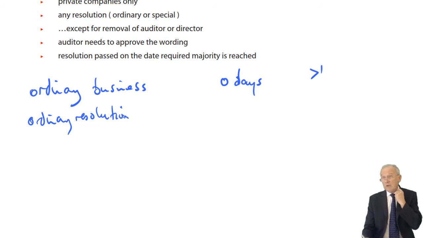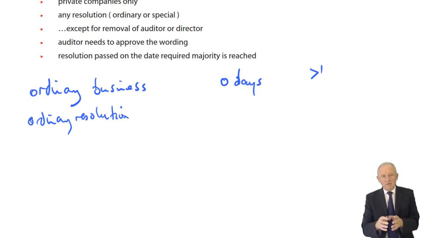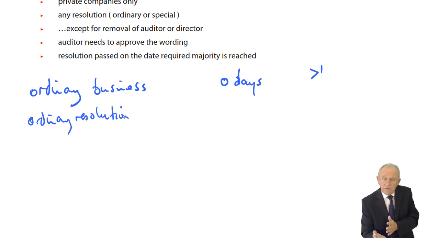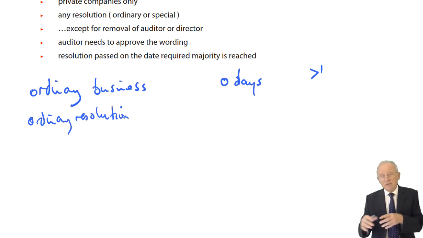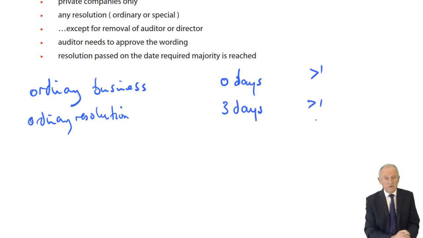If it's an ordinary resolution which isn't ordinary business, that would be the appointment or the reappointment of a director who was appointed partway through the year. The reappointment of a director that was appointed halfway through the year, now retiring at this next annual general meeting, submitting himself or herself for re-election. That re-election is by ordinary resolution, but it's not ordinary business. Therefore, it's special business. So an ordinary resolution that isn't ordinary business may require only 3 days' notice. And again, it's a simple majority.